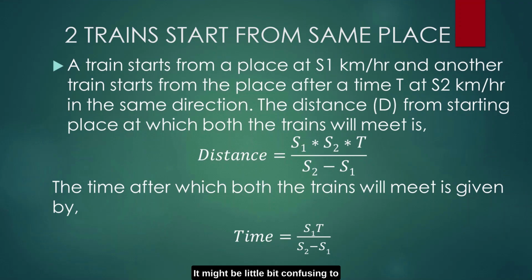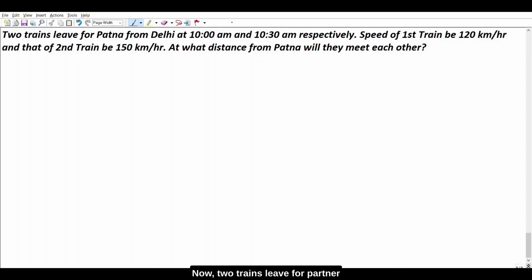It might be a little bit confusing to understand the concept without solving a problem. Hence, we will solve a few problems to clearly understand what we have learned now. Two trains leave for Patna from Delhi at 10 a.m. and 10:30 a.m. respectively. The speed of the first train is 120 km per hour and that of the second train is 150 km per hour. At what distance from Patna will they meet each other?